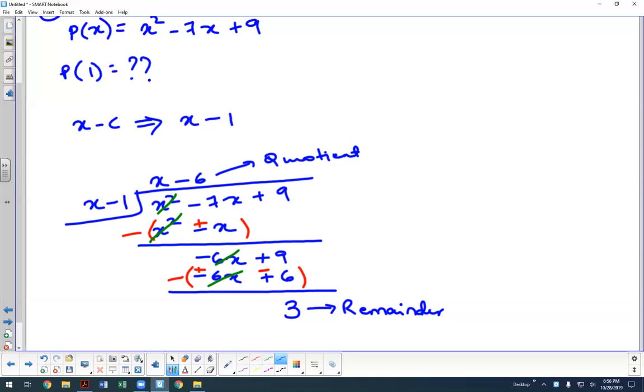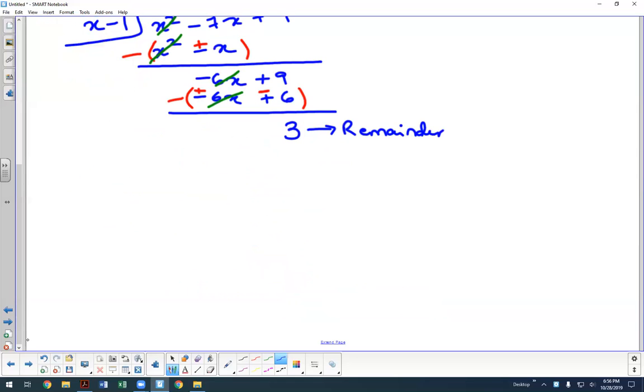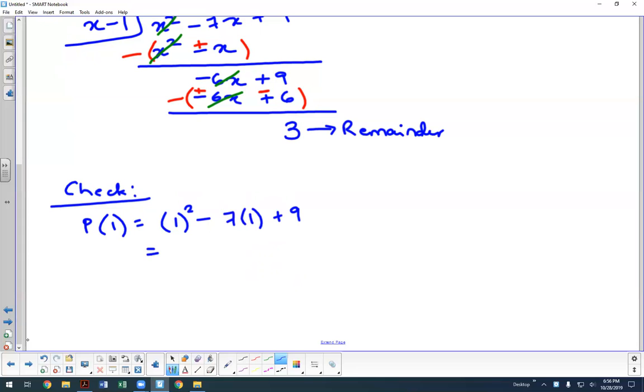Now, obviously, we want to check and make sure that we did do the math correctly. This is going to work out. So this is where our checking is going to come into play. And to check, we're actually going to use substitution. So they wanted us to find p of 1 when our polynomial is x squared minus 7x plus 9, and we want to make sure we're getting that same remainder of 3.